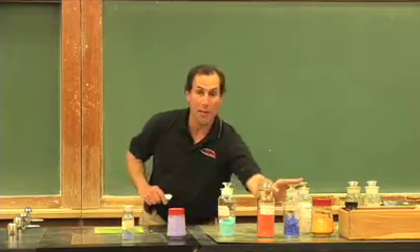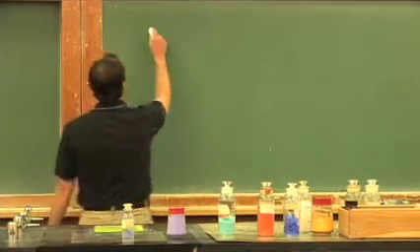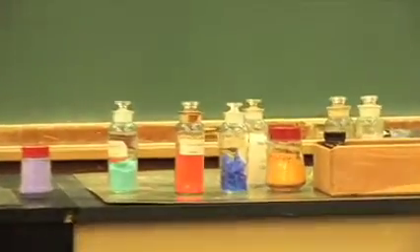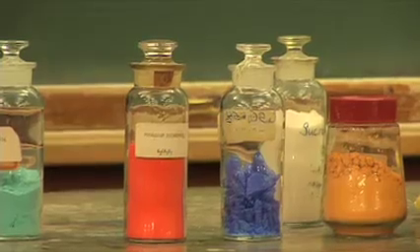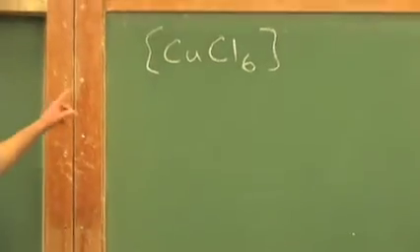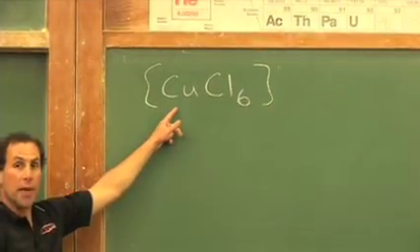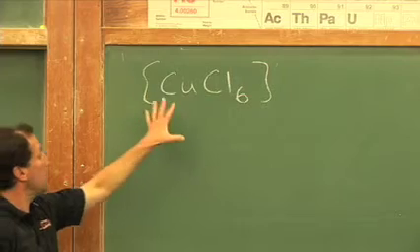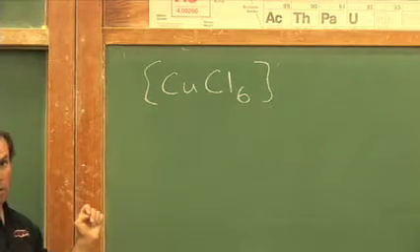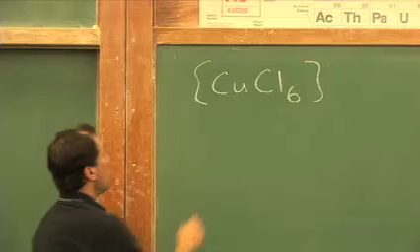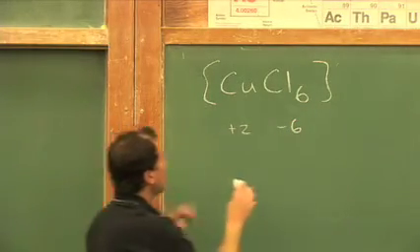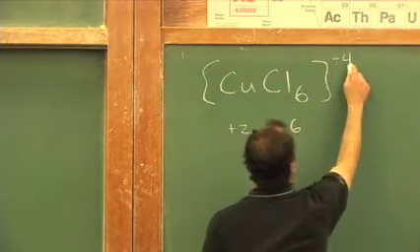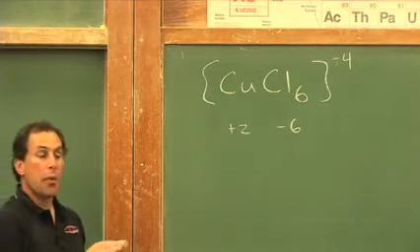So let me write a formula for this copper 2+ transition metal complex up on the board. There is in fact some copper 2+ in here. This one happens to be surrounded by 6 chlorides. So we have a copper 2+ in the center and 6 chlorides. Now if copper 2+ is 2+, and each chloride is -1, what would be the charge on this entire transition metal complex? This portion right here. If this is +2, and each chloride is -1, then the whole piece would have a charge of 4-.